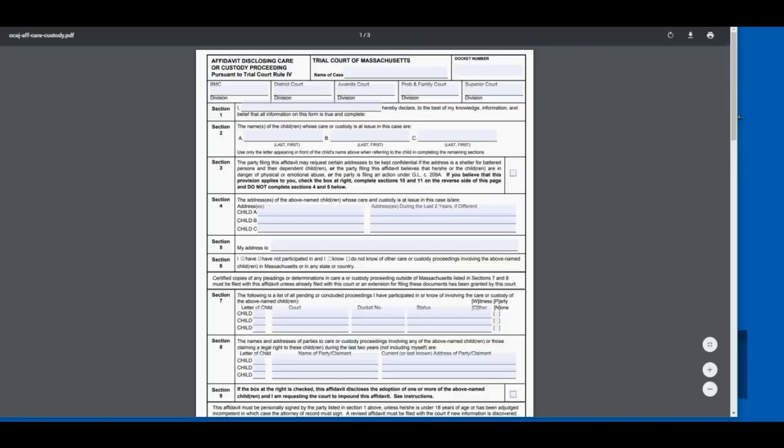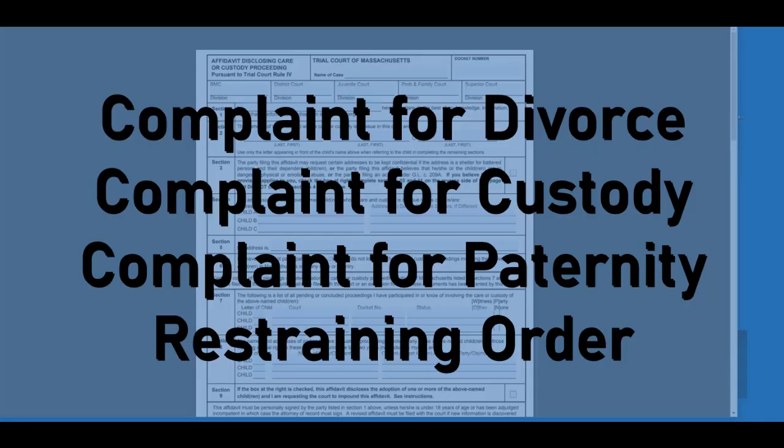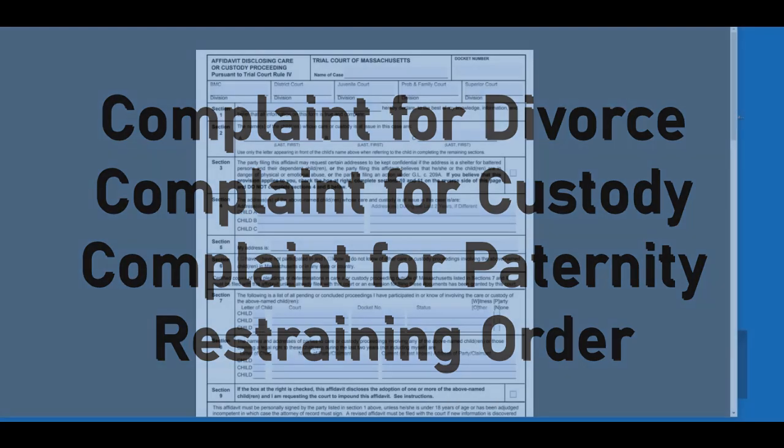Great. Now, I just want to say if for some reason this link is not working, you can always Google mass.gov Affidavit Disclosing Care or Custody Proceedings. Okay. Great. This form has a lot of information. Do I really have to fill this all out? Any kind of case that talks about the custody of children, it's a requirement that you fill this out. Some examples are complaint for divorces, complaint for custody, complaint for paternity, or restraining order.